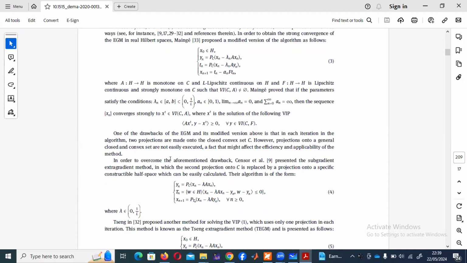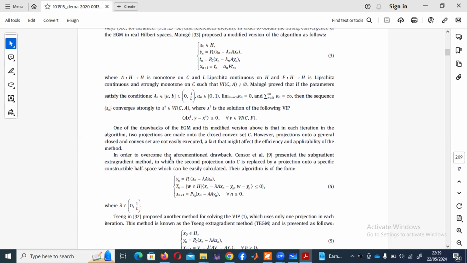introduced another subgradient method. Then another algorithm, the subgradient extra gradient.